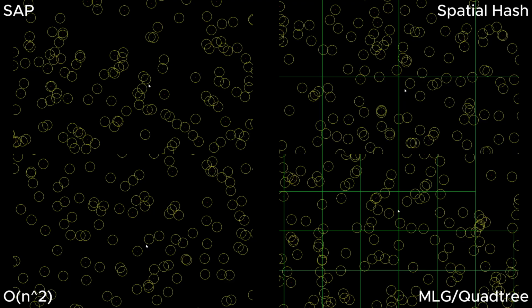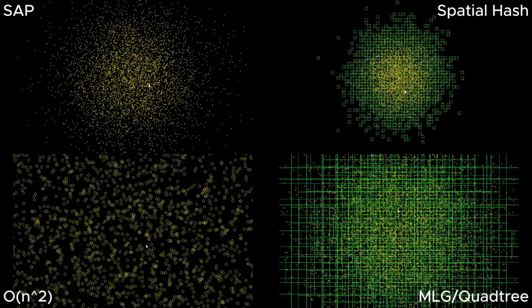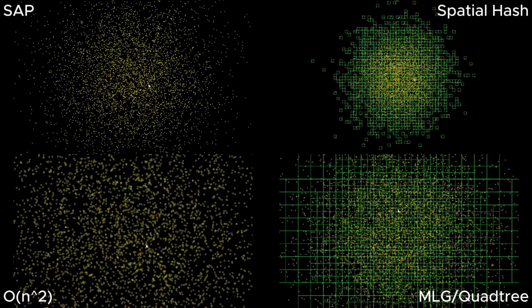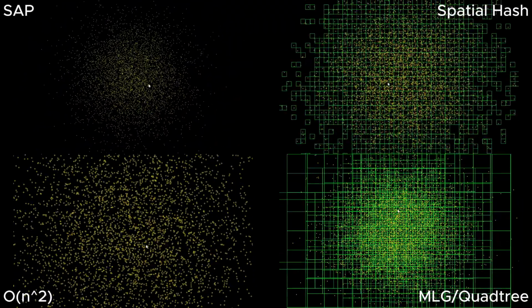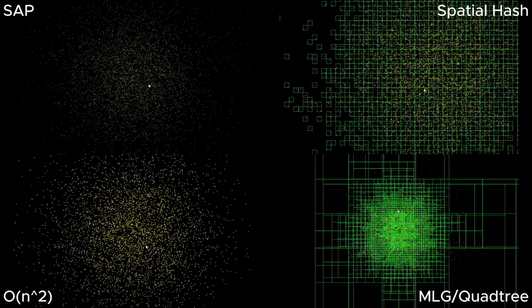5,000 is where you start to see a lot of slowdown. You can start to see the quadratic nature of the linear algorithm. I was pretty disappointed in the quad tree, but that's to be expected because you have to traverse down the entirety of the tree for every single node.